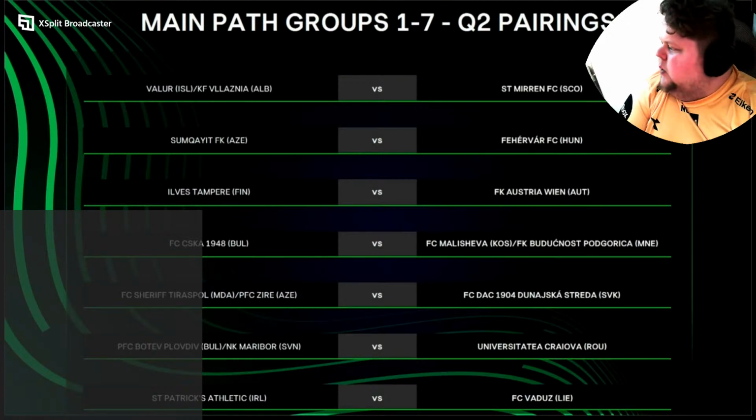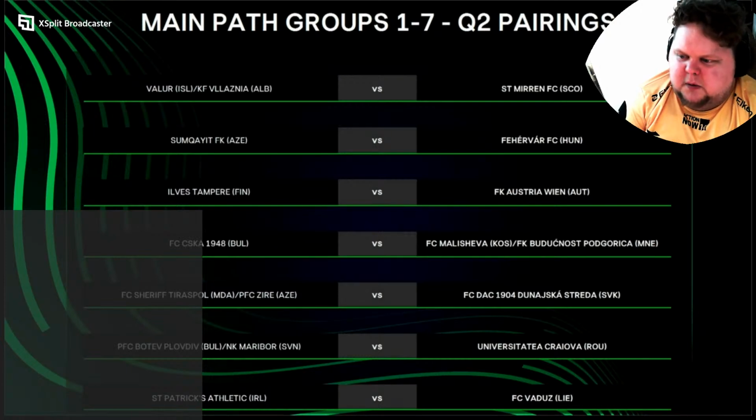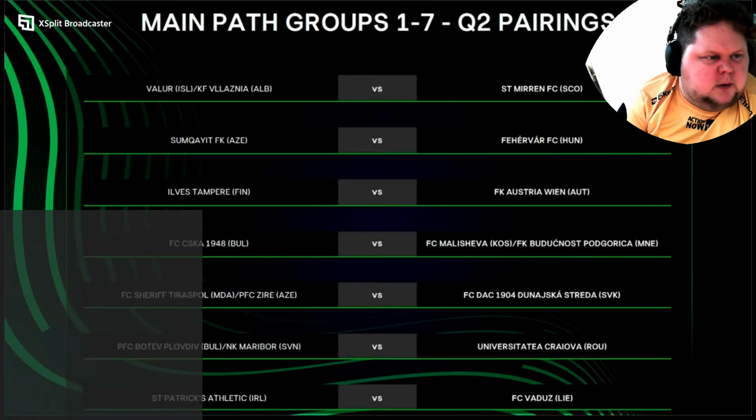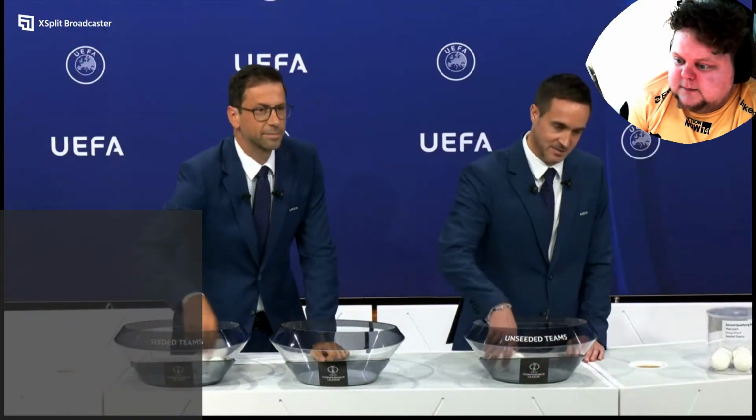PFC Botiv Plovdiv from Bulgaria or NK Maribor from Slovenia will play against Universitatea Craiova from Romania. And St. Patrick's Athletic from Republic of Ireland will play FC Vaduz from Liechtenstein. Good. Next one. The next set of pairings, yes.